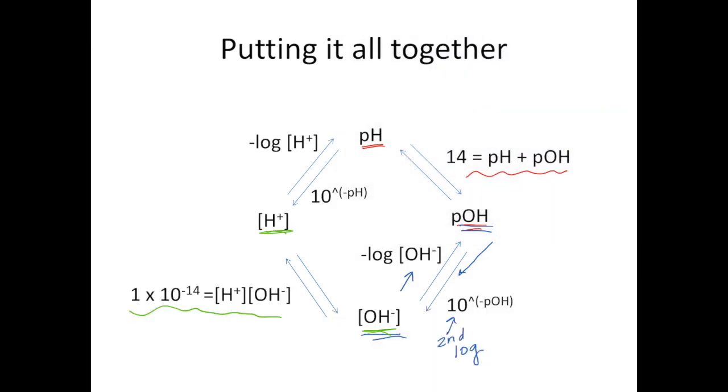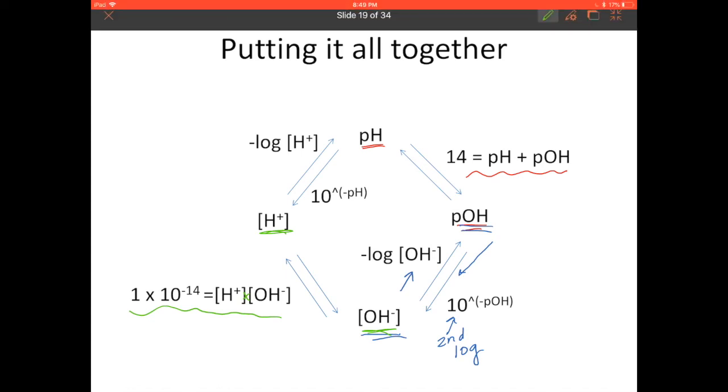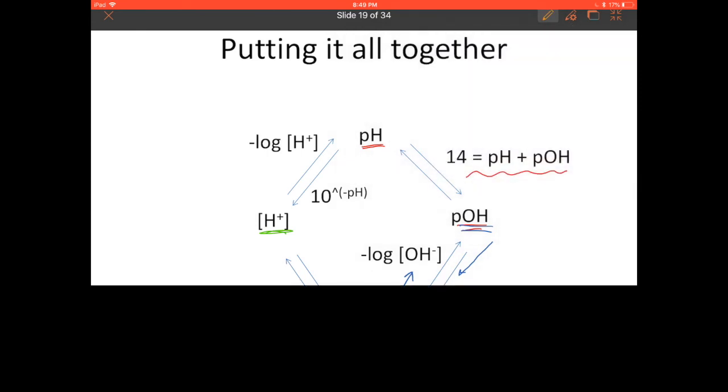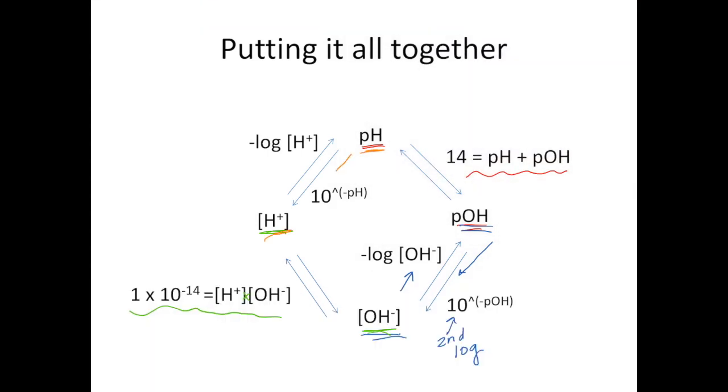If we're going from H plus to OH minus or vice versa, we're going to use my Kw equation. Remember, this is multiplication. Sometimes people add and subtract this, but you want to multiply or divide for that one. And then the last one, pH to H plus. Again, if you're going from pH to H plus, you're going to use second log, then the negative of whatever they give you for pH. And if you're going up, you're going to do negative log of your hydrogen ion concentration.